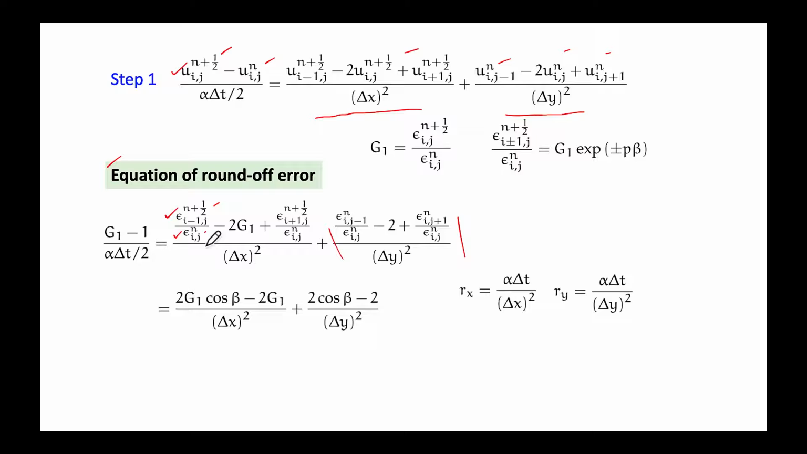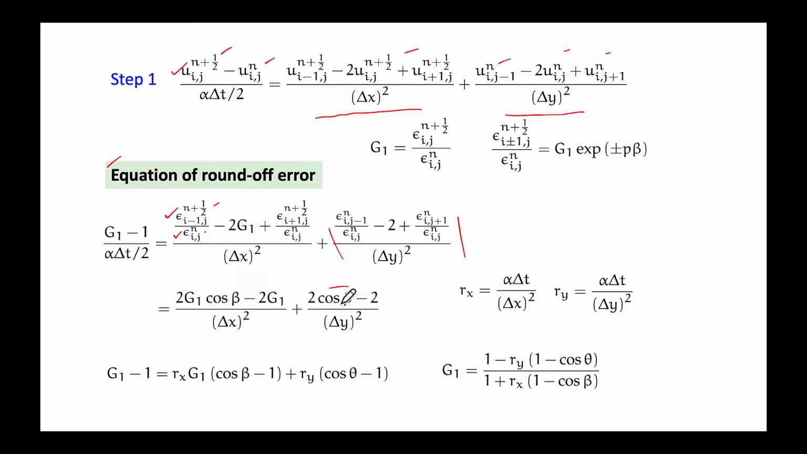So I can write this as twice g1 cos beta minus twice g1, because this is exponential i beta minus exponential minus i beta, and that gives us twice cos beta. Similarly, the second term I have twice cos beta. I do not have any g here because everything is at nth time step in the second term. So I can write now using this rx equals alpha delta t by delta x square and ry is alpha delta t by delta y square.